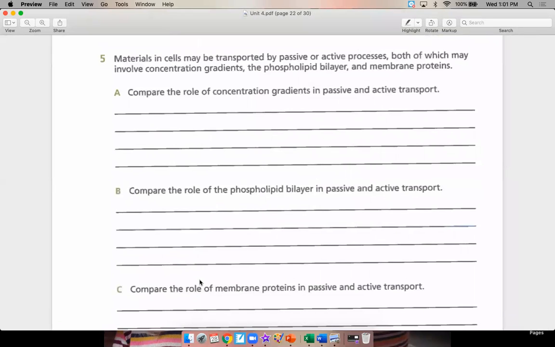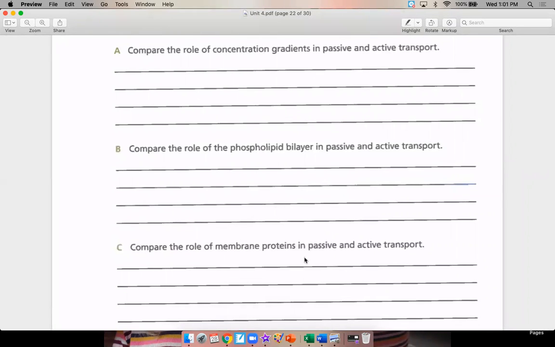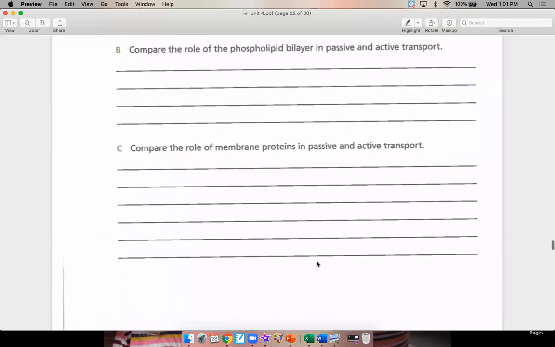And constructed response. Number 5, materials in cells may be transported by passive or active processes, both of which may involve concentration gradients, the phospholipid bilayer and membrane proteins. A, compare the role of concentration gradients in passive and active transport. B, compare the roles of phospholipid bilayer in passive and active transport. And C, compare the roles of the membrane proteins in passive and active transport.